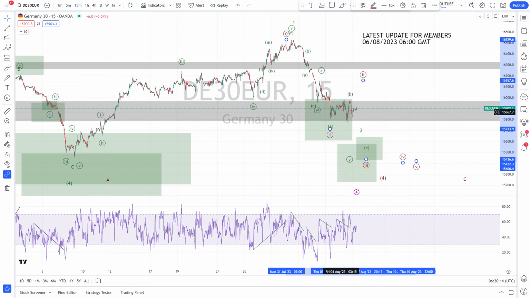If we get a clear corrective structure to the upside here, as an ABC, then we can define an area somewhere here where a wave two should go to create a short to the downside as a wave three. So this is what I see for today in the DAX. I think both scenarios can play out, the bullish one and the bearish one.